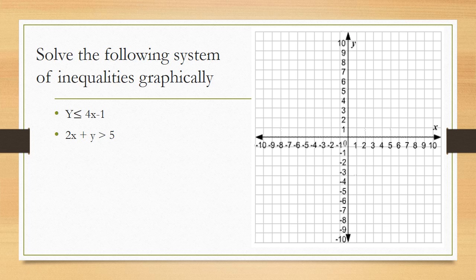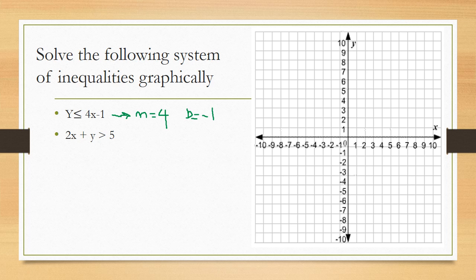To be able to graph these inequalities, I need them to be in the slope-intercept format. The first inequality is already in slope-intercept form. M in this case is 4 and b is -1, which is the y-intercept.